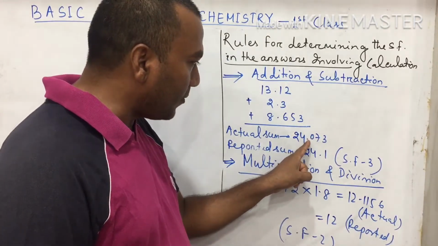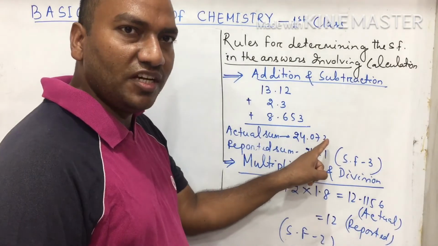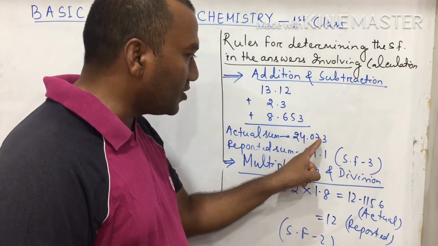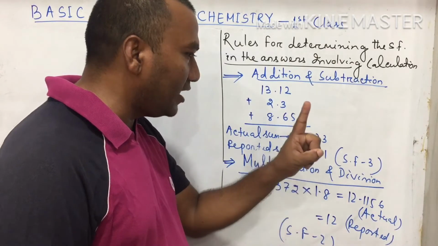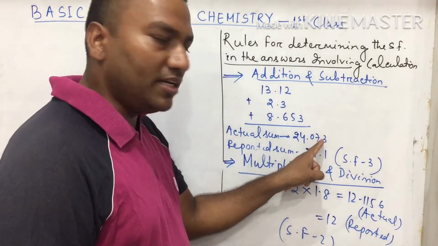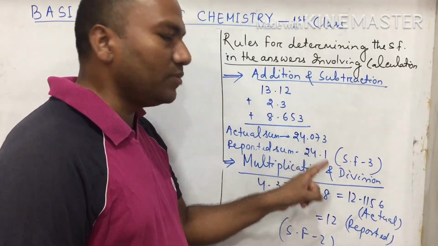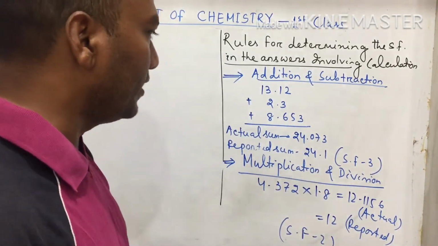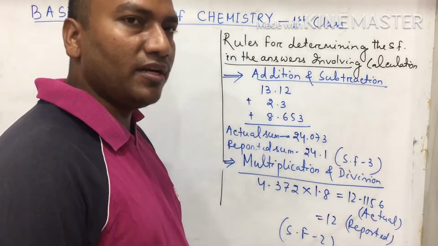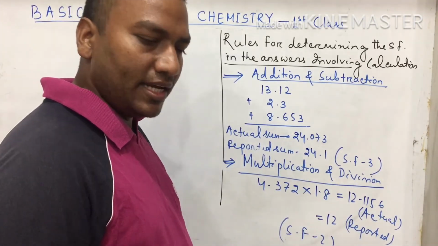Here, after the decimal point, how many digits? 3 digits. So we have to round. We need only 1 digit after the point, and since 0.073 rounds up, it is increased by 1. So it will be 24.1. That's why the reported sum is 24.1. The significant figure count is 3. Got the idea?